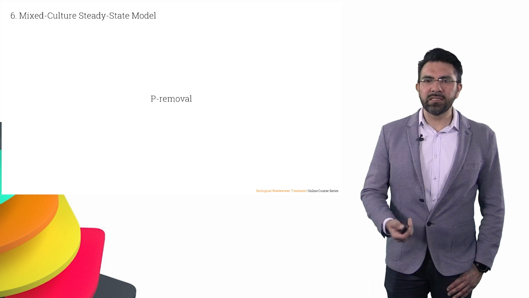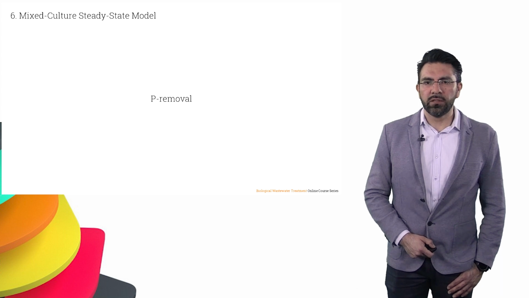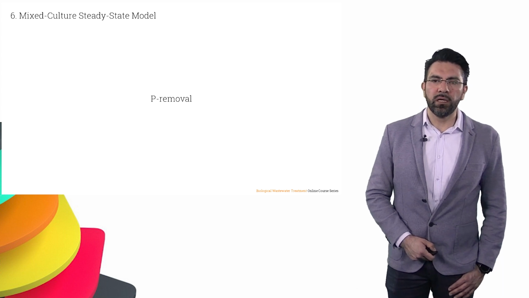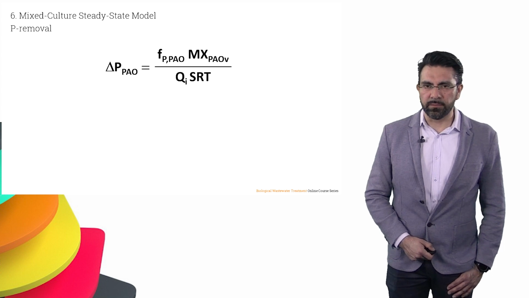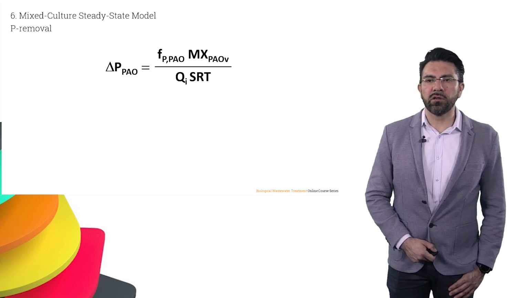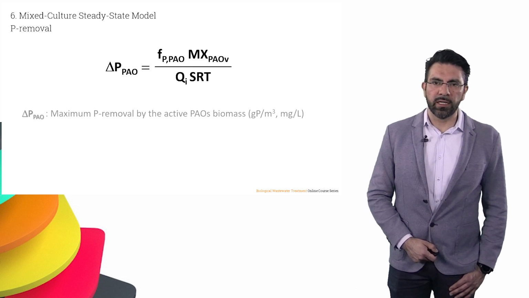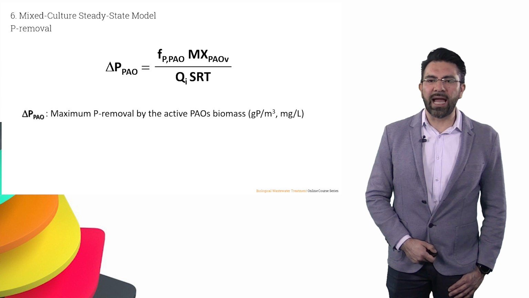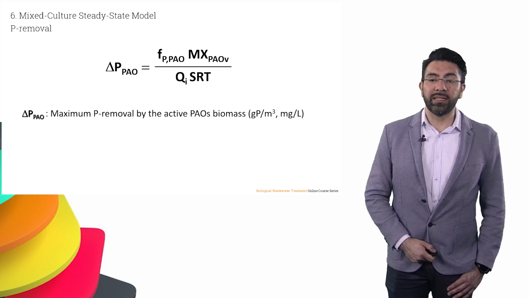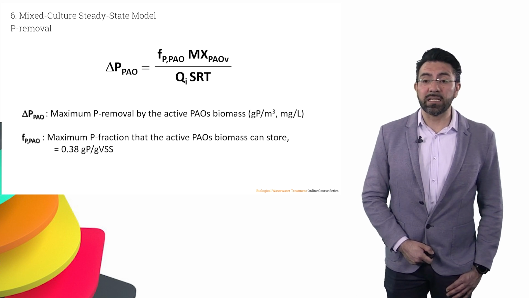So once the masses have been estimated based on the division of the COD, then we can start to estimate what is going to be the P removal of the system. So the most important is the amount of phosphorus that the mass of polyphosphate accumulating organisms can contribute to. This is actually the term that is going to help us in having that enhanced removal of phosphorus from the system. The amount that these PAOs can remove, or the maximum P removal by this active PAO biomass, can be estimated based on the maximum fraction that they can store.